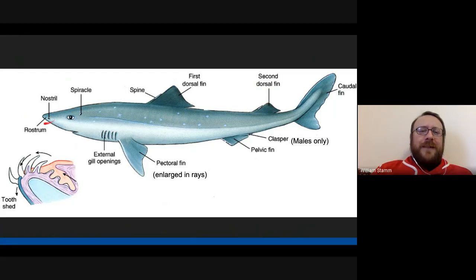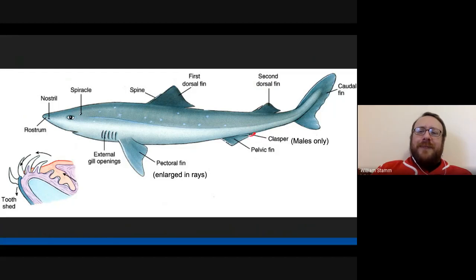The rostrum is the nose. That's what nose means. There's nostrils, a spiracle behind it for intake of water and things. The spine in between, right in front of the dorsal fin, that's actually a harder piece of substance. The dorsal fin is what pokes up through behind in the water. Sometimes there's a second dorsal fin, and the caudal fin. Sharks usually have this heterocercal tail where the top part is bigger than the bottom part.